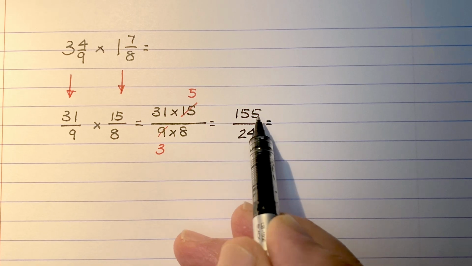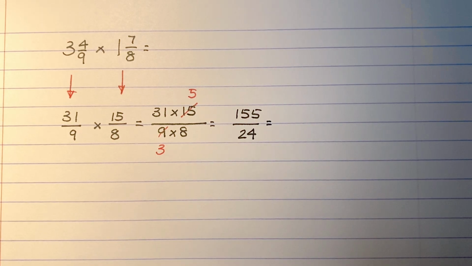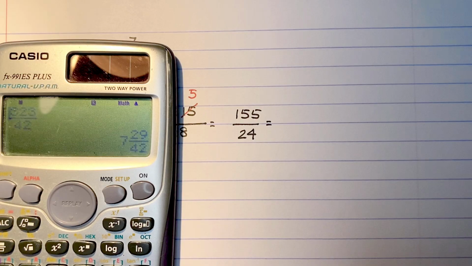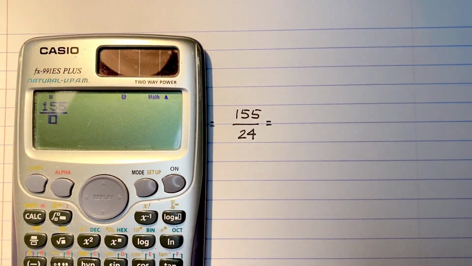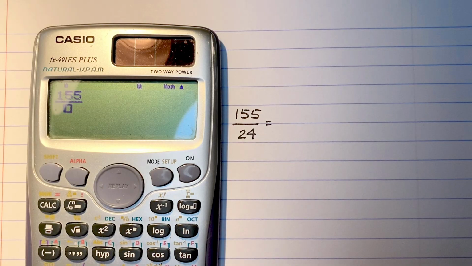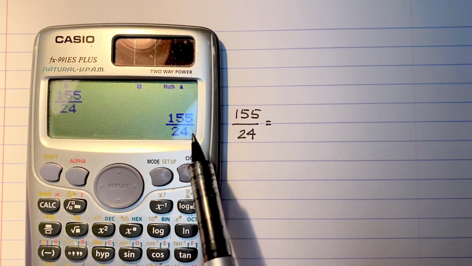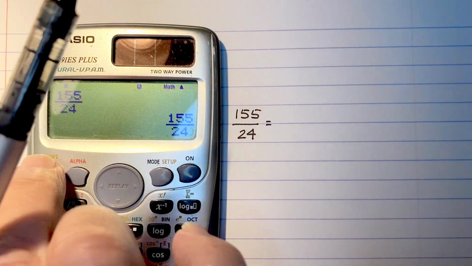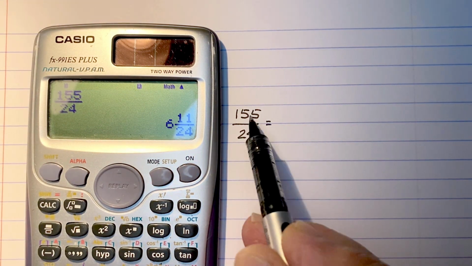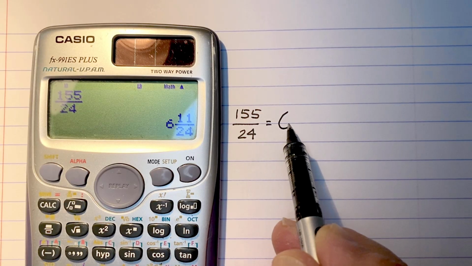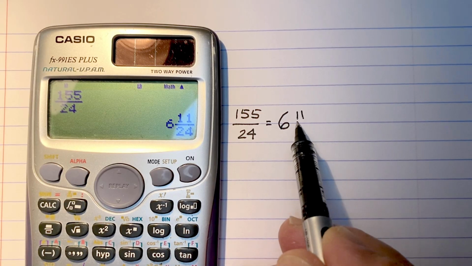Okay, you can either do this by hand or use the calculator. 155 over 24. In order to change it to a mixed number, press the Shift S to D button. So the answer: 24 into 155 goes 6 times with 11 remainder.